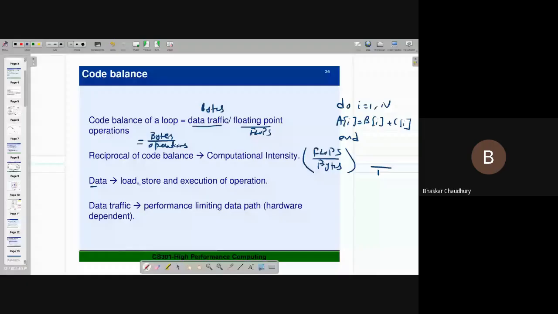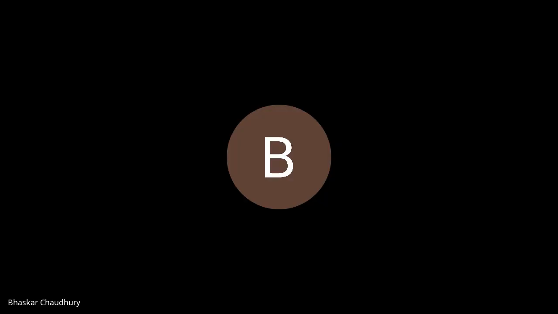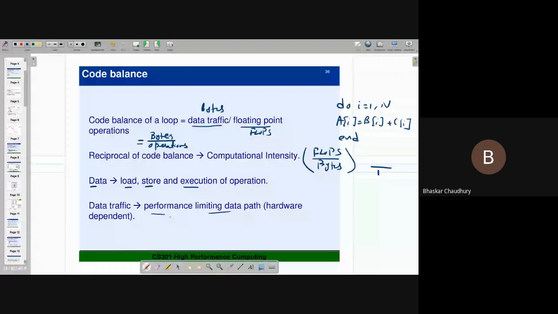So basically, primarily load and store of that particular code. And the data traffic is the performance limiting data path. So this is hardware dependent from where the data is coming. Now, the point here is that there are several data paths, and typical bandwidth and latencies are different for each of these data paths.